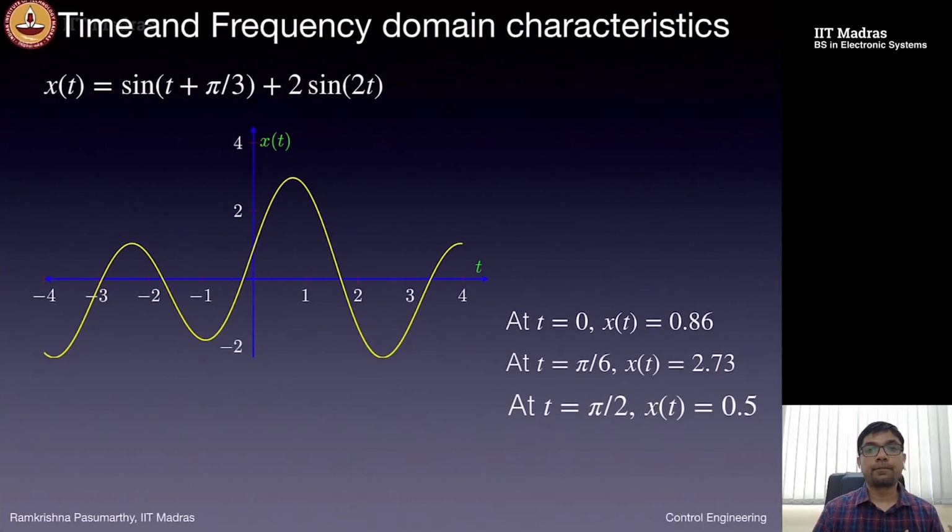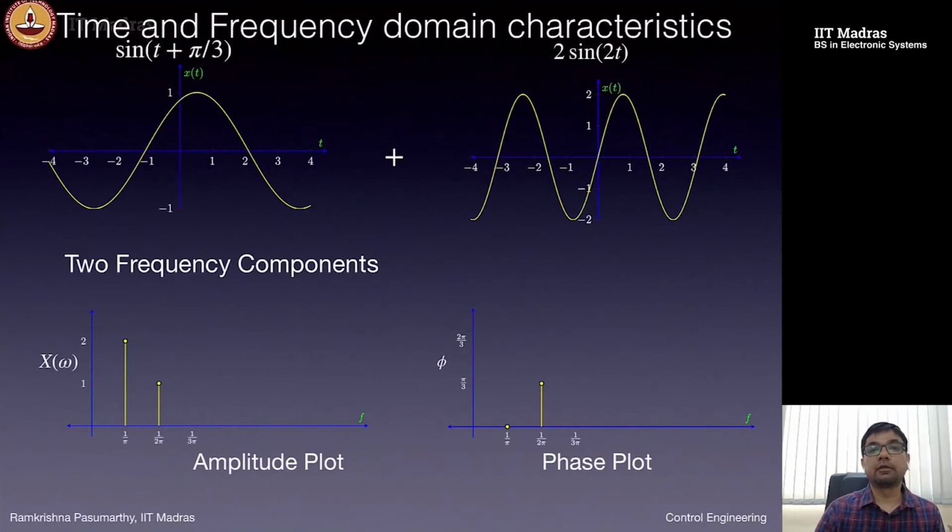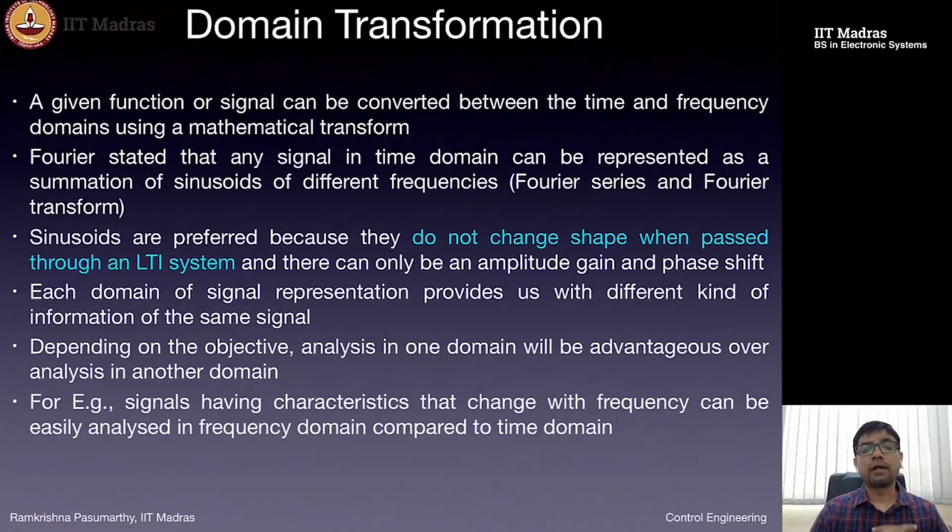So far, in the previous lecture, we started off by arguing the difference between time and frequency domain characteristics, where for a time signal x of t we could compute its value at different time instances. And in the frequency domain characteristic, we saw how many frequency components each signal had, together with its phase plot. So, what are the advantages of each of these domains, and are there more domains that need to be investigated? A given function or signal can be converted, of course, between the time and the frequency domain.